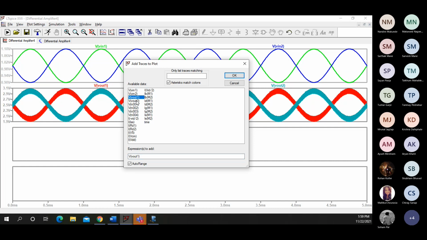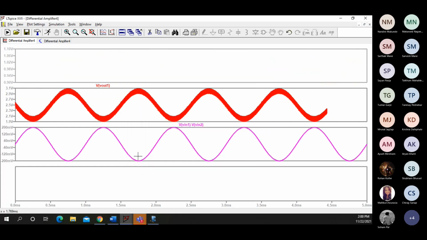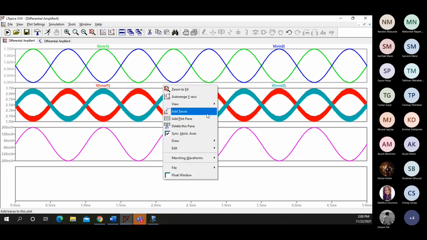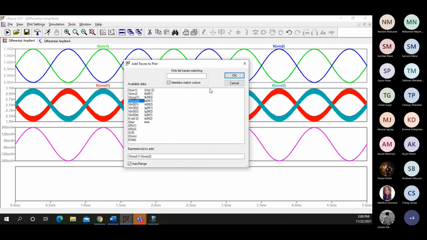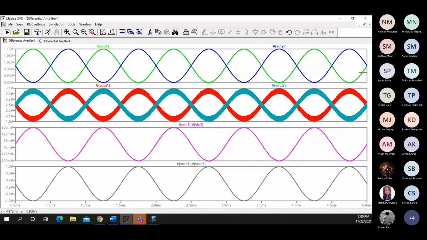Now let's add the trace here. V out 1, and first we will add V in 1, V in 2, but we want the difference, and here we will add trace V out 1, V out 2. You can see that in spite of V out 1 and V out 2 individually having some noise, the difference does not have any.